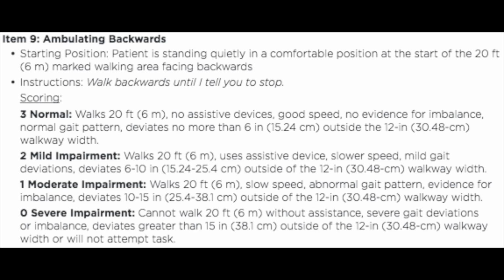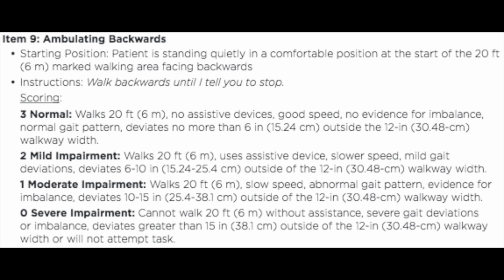A 3 is given if the patient can walk the 20 feet with no assistive devices, good speed, no evidence for imbalance, normal gait pattern, deviates no more than 6 inches outside the walkway width. 2 is given if the patient walks 20 feet, uses assistive device, slower speed, mild gait deviation, or deviates 6 to 10 inches outside the walkway width.